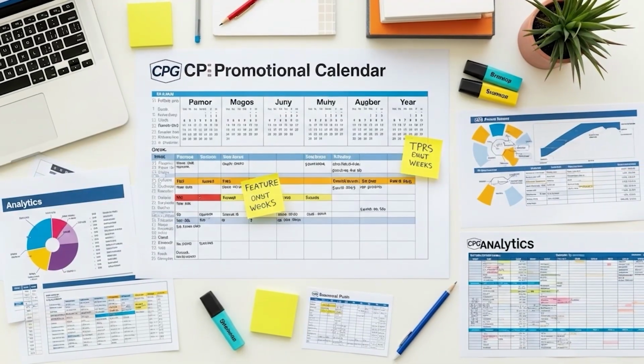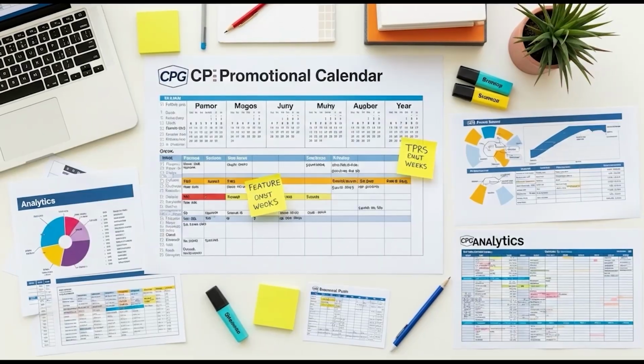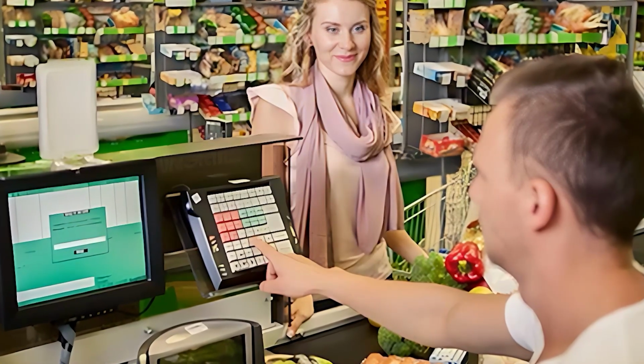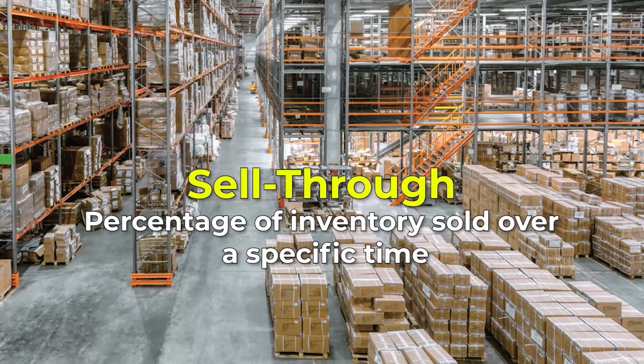It allows you to keep up with all the promotions that your company's running, or if you're on the retailer side, it allows you to keep up with all the sales that are coming to your store in the pipeline in the future. Number 13, sell-through.